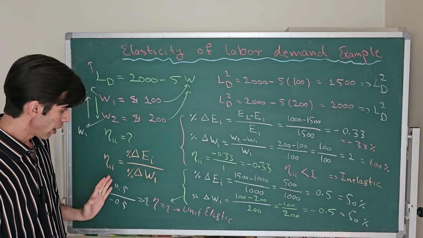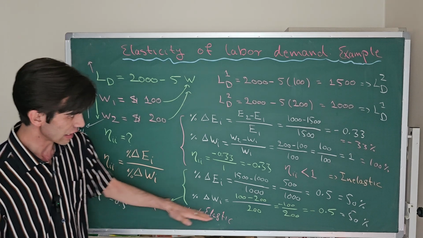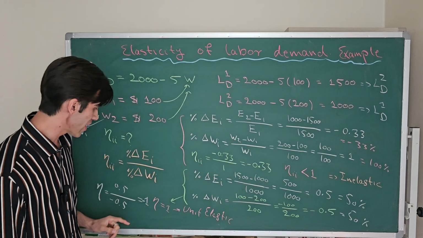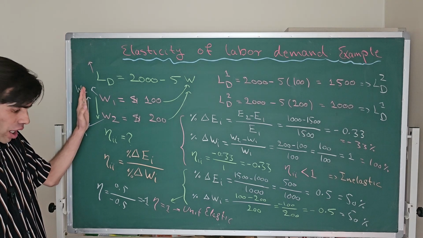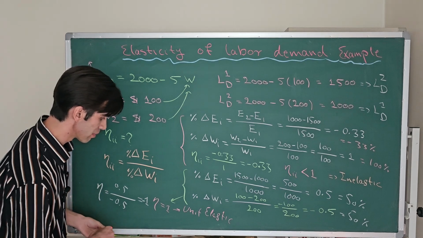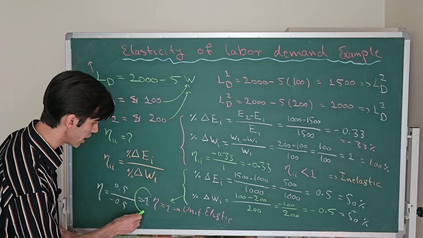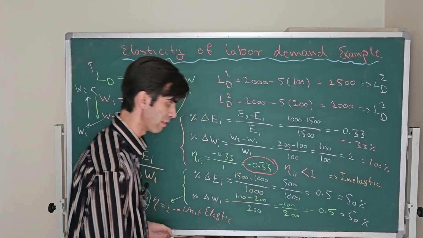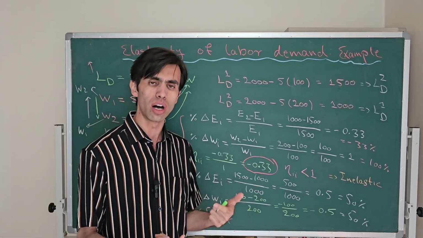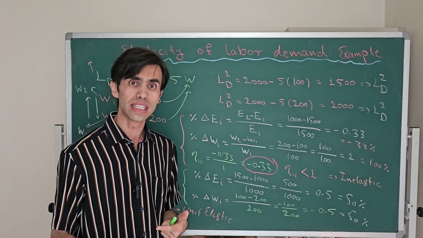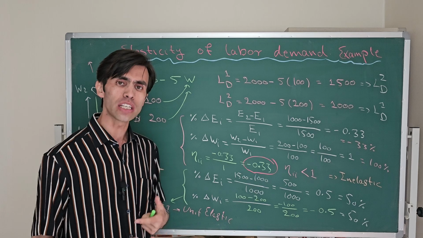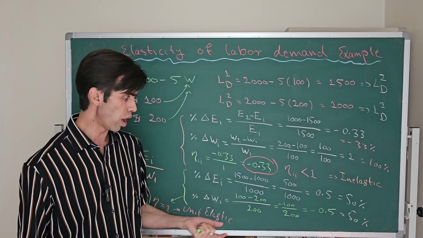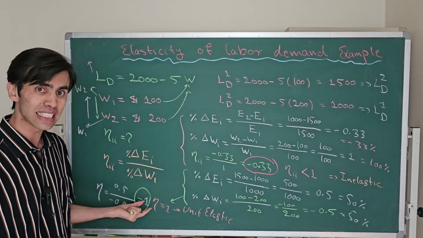Here you can see it's unit elastic, here it's inelastic. But we can see one thing: either we move up or we move down, in both cases the elasticity of labor demand is negative. What does it mean? It means that overall, based on the law of demand, when the wage rate or the price for labor increases, the labor demand would decrease. This is why in both cases the elasticity is negative.